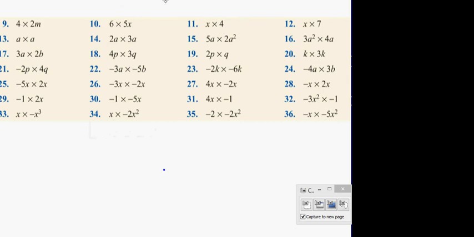Guys, the first thing we're going to be doing today is exercise 6.3. Now 6.3, it's very important you know the difference between x and the multiply sign. So for example in question 10, the multiply sign you can see is much bigger than the x. Okay, so this means 6 multiplied by 5x.